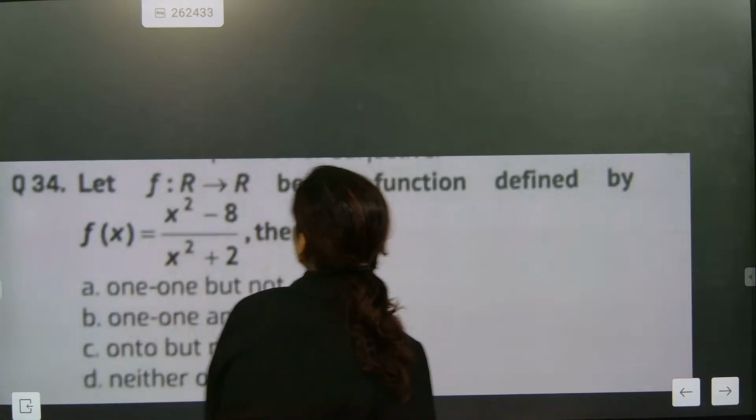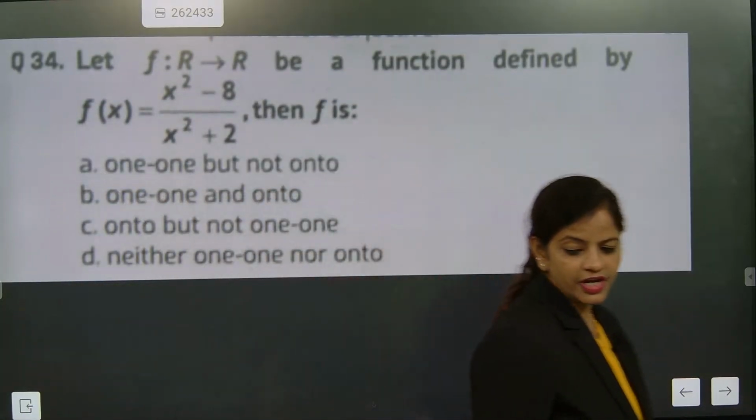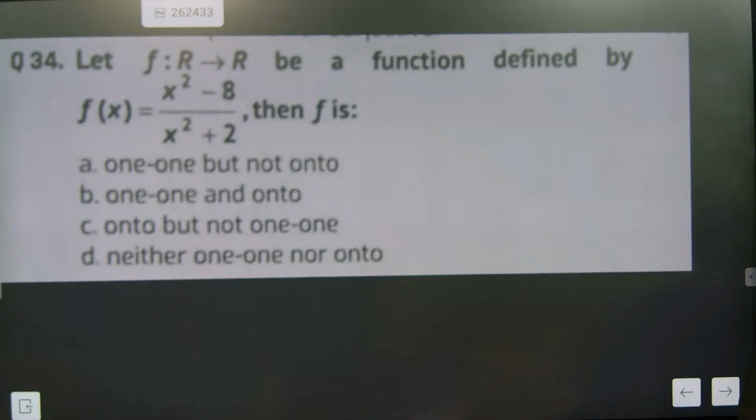Now go for question number 34. And this part I am going to teach, but do question number 34 very nicely. Question number 34, do it nicely.